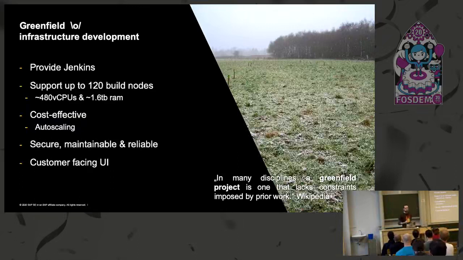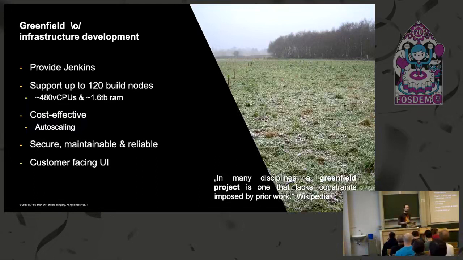Our requirement is really simple. We have to support up to 120 build nodes, so we can pick up to 480 virtual CPUs and 1.6 terabytes of RAM. It will increase this year to something like double. It has to be cost effective. Big company, you don't have unlimited budget. So autoscaling was for us a must. We have to have autoscaling. We actually did not autoscale before. If you own your own data center, there are 100 machines just running. It was never a problem before.